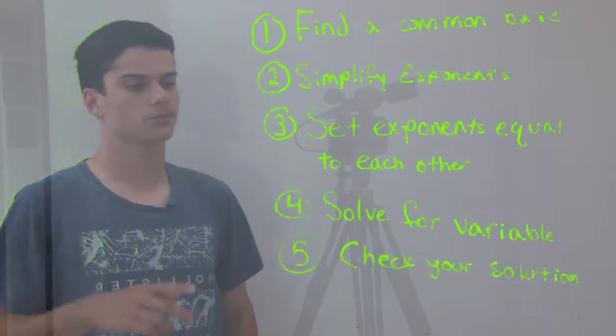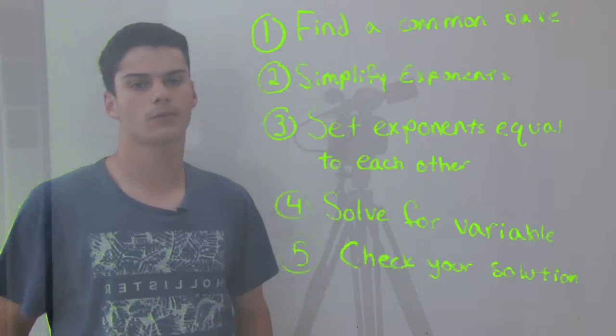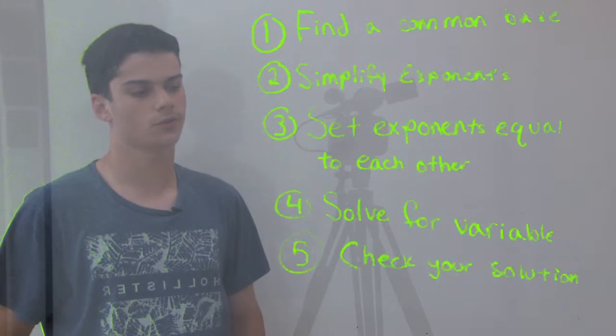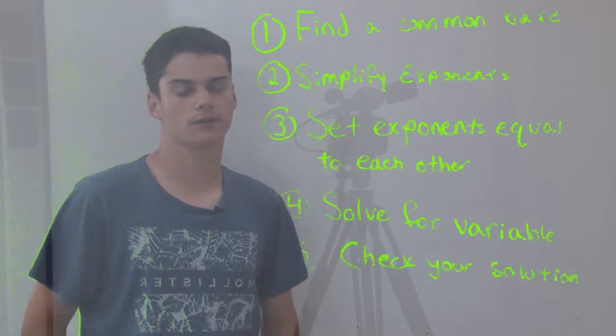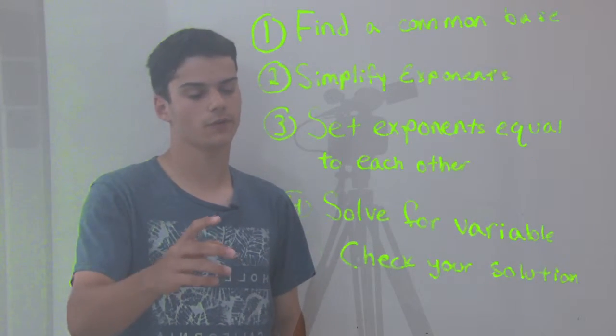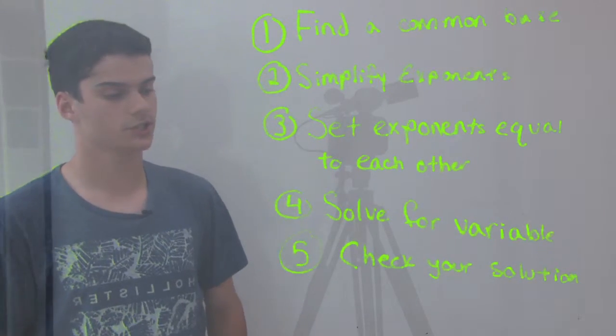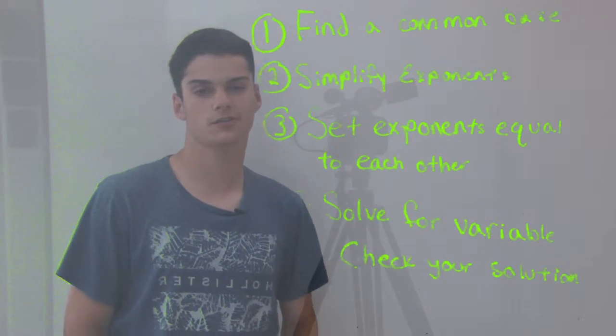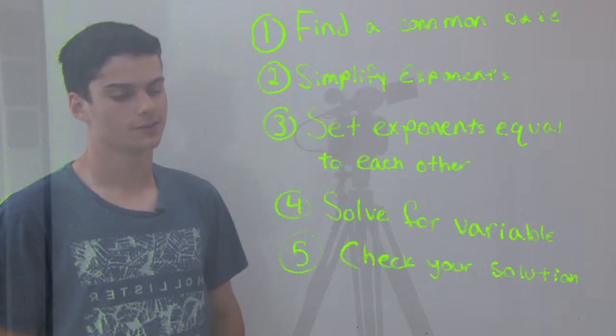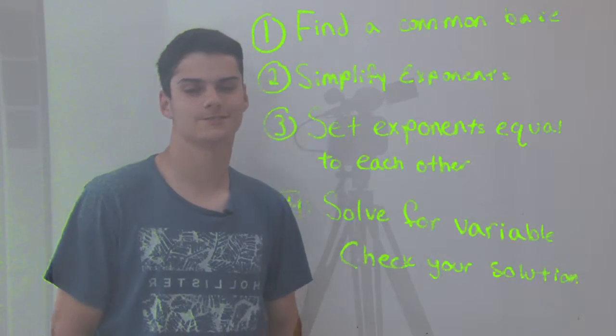So then you want to set your exponents equal to each other so that way you know that it's equal and that when you go to solve for your variable, you're doing everything correct. So then you solve for your variable, and then once you get your solution, you want to check your solutions, because the worst part is when you get a solution, but it's not right. So you always want to go back and check your solutions.